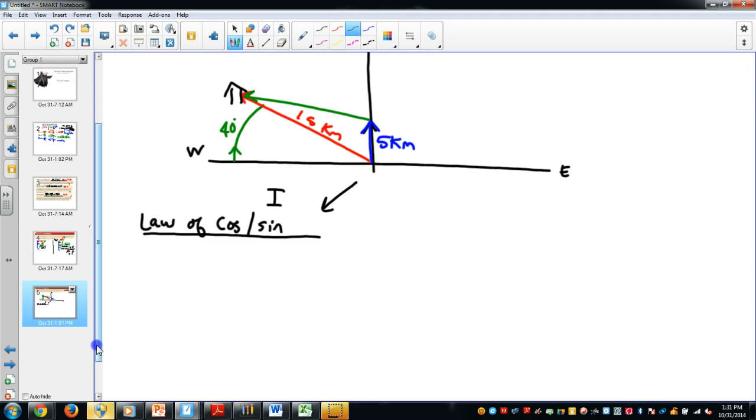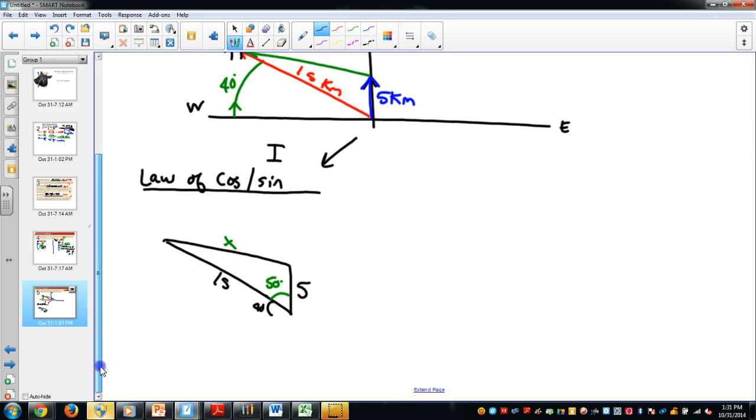So what I've got here is I basically have a triangle that looks like this. I know that this is 5. I know that this is 15. And I know that this is 40 degrees. So that has to make this angle right here 50 degrees, because it has to add up to 90 right there. So my ultimate goal is to figure out this. So maybe the law of cosines would work really well for this one.